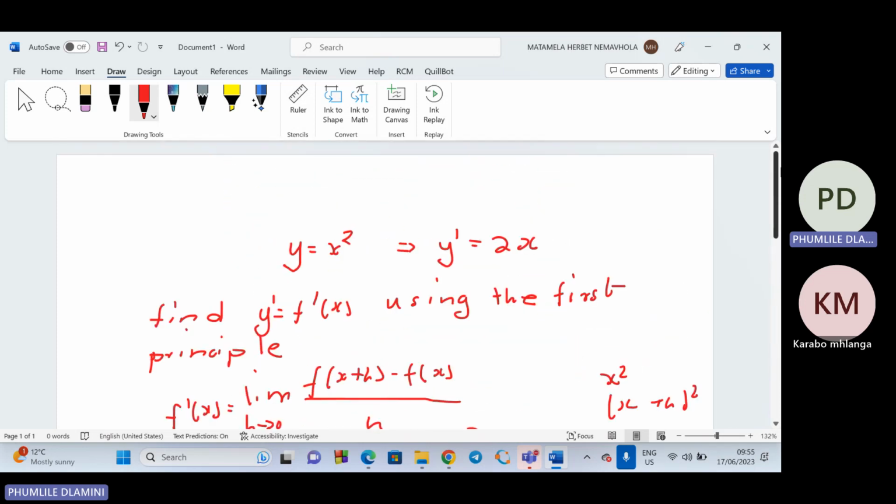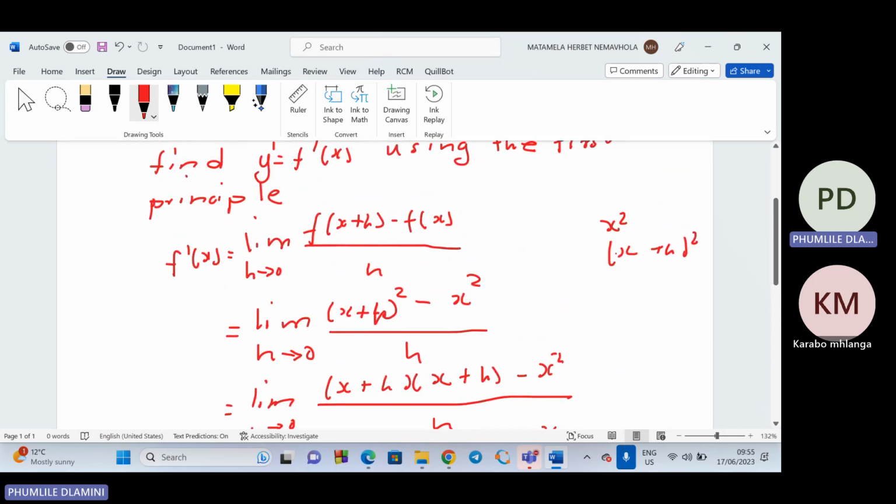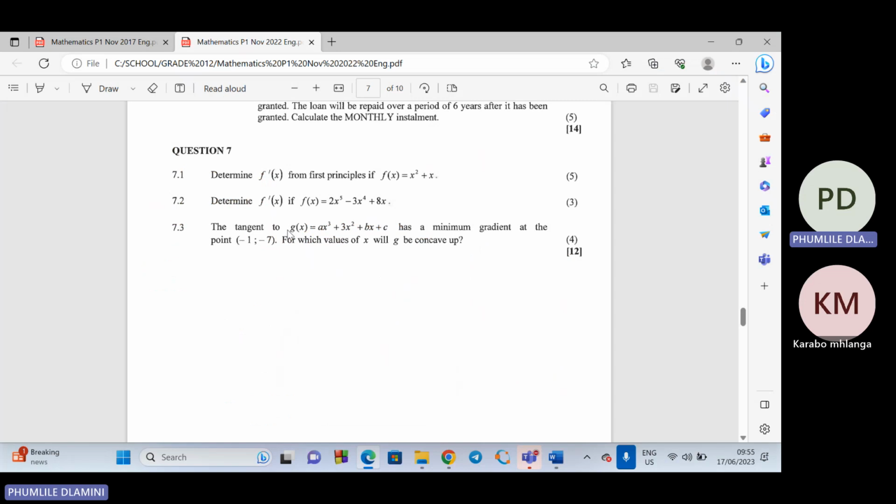If they say using the first principle, remember to use this rule for the limit f prime of x. This is the rule for the first principle, f prime. This is the formula: f prime of x equals the limit when h approaches 0 of f of x plus h minus f of x over h. So this is the first rule. If we check the questions here, it says find f prime of x from the first principle, if f of x equals x squared plus x.